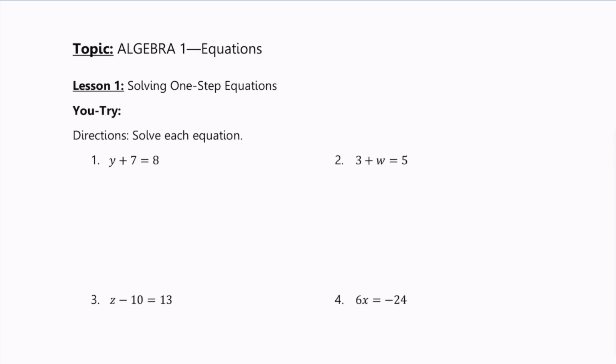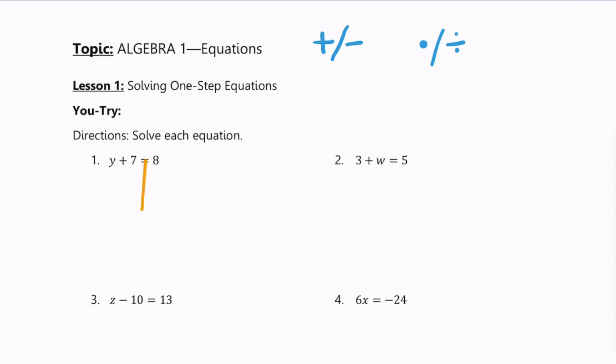So when we have addition, the inverse operation is subtraction. Just like when we have subtraction, to get rid of that, we would use addition. And then with multiplication, the inverse operation is division. So if we see something being multiplied and we need to get rid of that multiplication, we would divide both sides by that value.